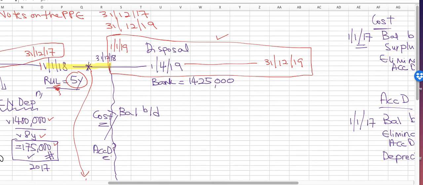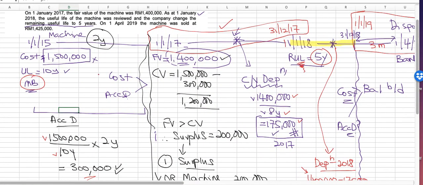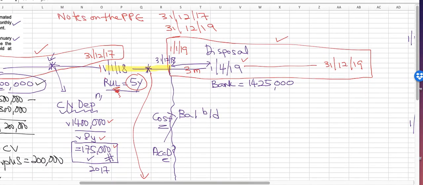So on 1st April 2019, you dispose the asset. So you count from here to here, how many months? 1, 2, 3, 3 months. After 3 months, in 2019, you dispose. Now, the question says you depreciate on a monthly basis. Monthly basis means that you only depreciate for how long you own the asset. So you own the asset for 3 months, so you only calculate depreciation for 3 months.